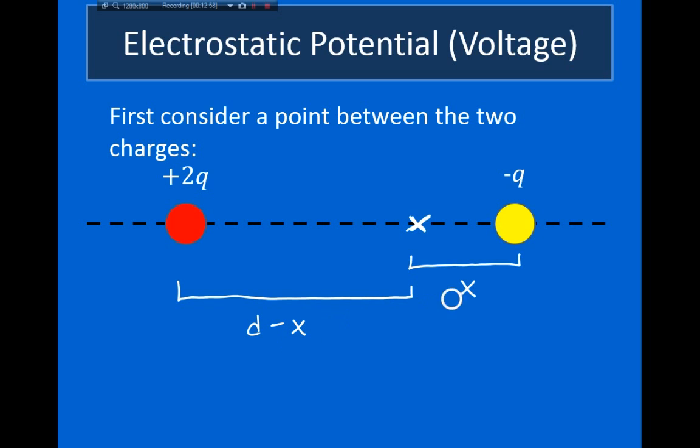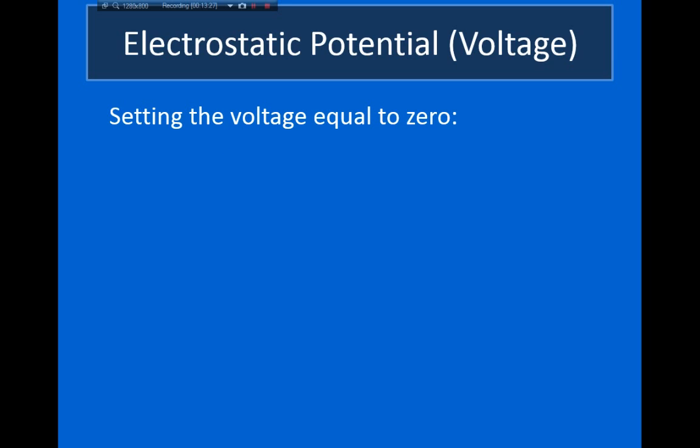So now I can plug these two things into the formula for the potential. Remember that when you have multiple charges, the total potential is equal to the potential due to this charge plus the potential due to this charge. So my total potential, V, is going to be equal to K times 2Q divided by the distance D minus X, plus K times minus Q divided by this distance, which is X. So I want to solve for when that's 0. So let me go ahead and write that down again.